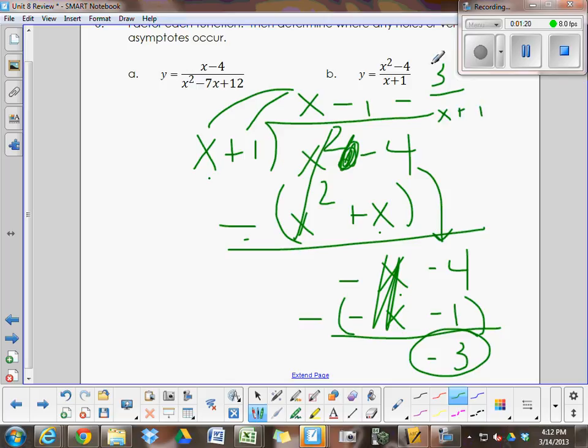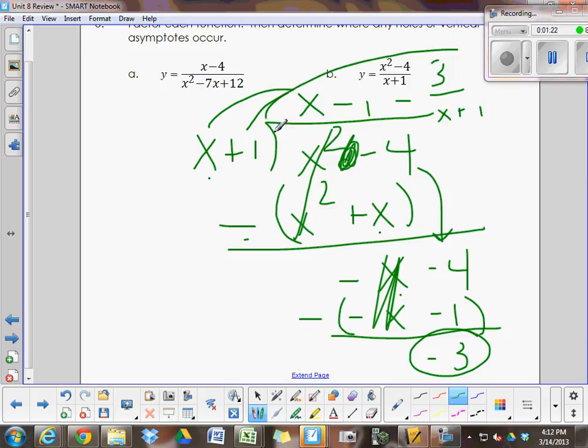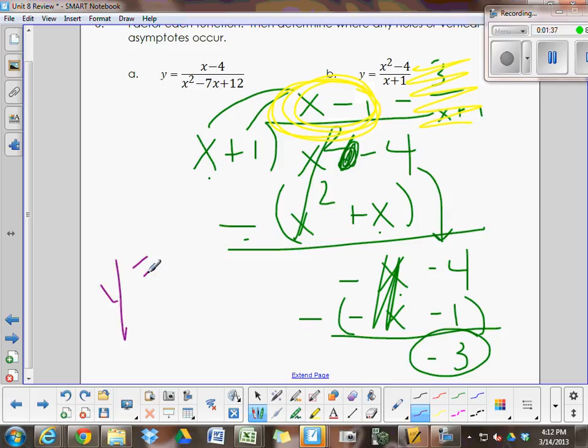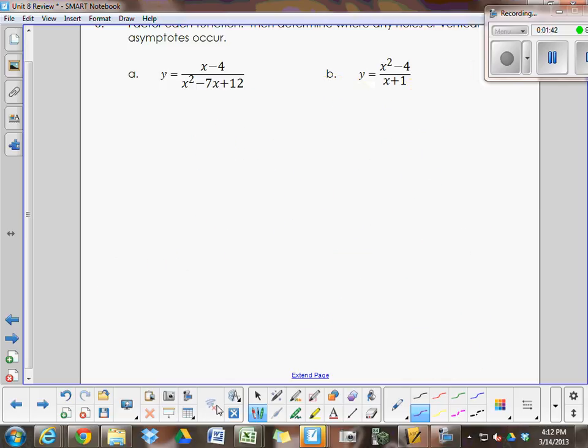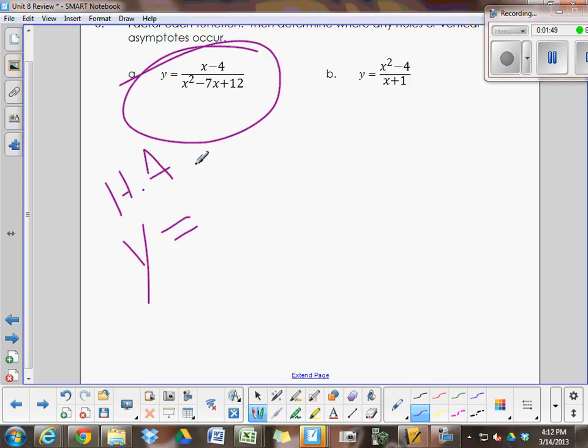A little bit of clarification here. This entire thing is the same graph as this entire thing. They're matches. The asymptote is simply the front end here before you get to the remainder. So the slant asymptote is at y equals x minus 1. For A, it's bottom heavy, so the horizontal asymptote would be at y equals 0.